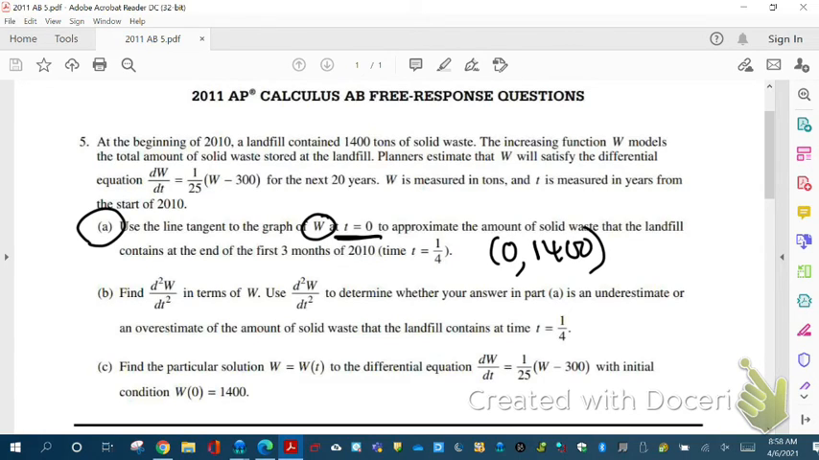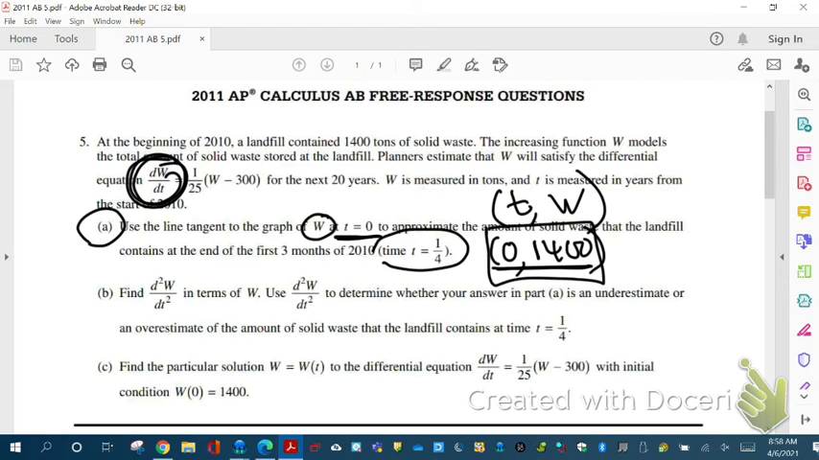There's your point. Your slope means, here's slope. You're going to plug in these coordinates into the slope equation, but you really got to understand the variables for these. This was time and waste. So that's giving you a hint. After you get your equation of your tangent using point and slope, after that, you then use that equation to estimate the amount of waste at t of 1/4.